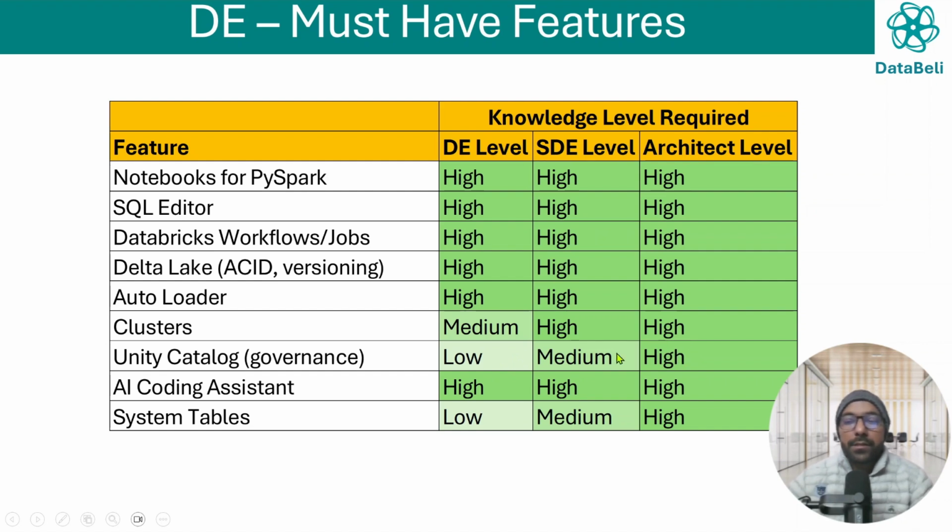And SD level, they shall be knowing all the features and how to configure them sometimes. And architects, they have to know each and everything so that they can design it end to end. And we have an AI coding assistant in Databricks that everybody has to know in detail how to use. It has even three modes. And system tables, which are a really useful feature.